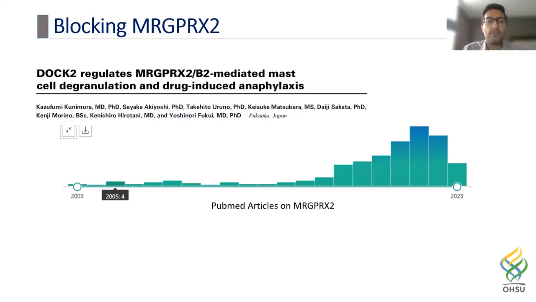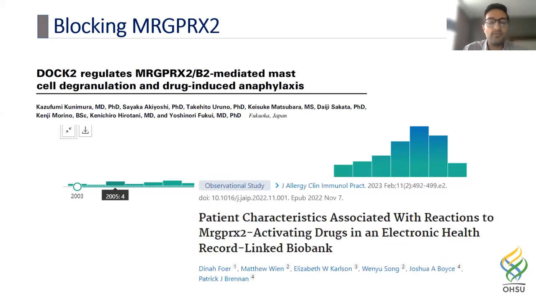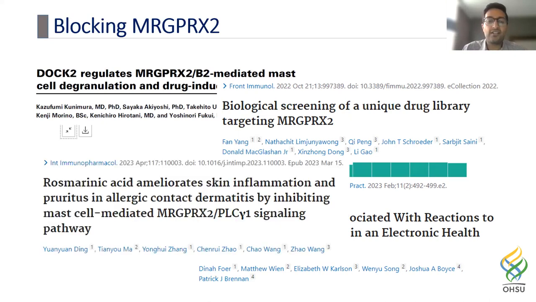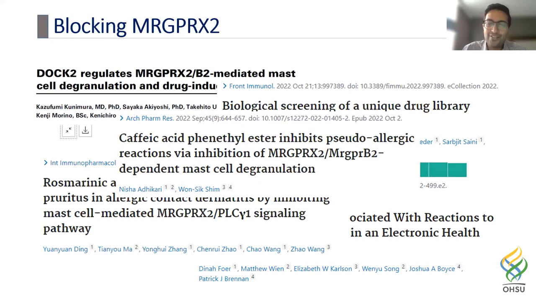And so some people are looking at how MRGPRX2 is regulated through the DOC2 mechanism. This was an article I mentioned, looking at what characteristics of patients have more activation through this receptor. Can we screen for specific molecules that are able to target MRGPRX2 and block it so patients don't have these side effects? Another way of looking at how to inhibit this receptor. There's a lot of research going on right now.